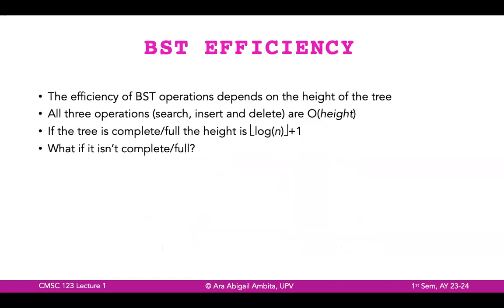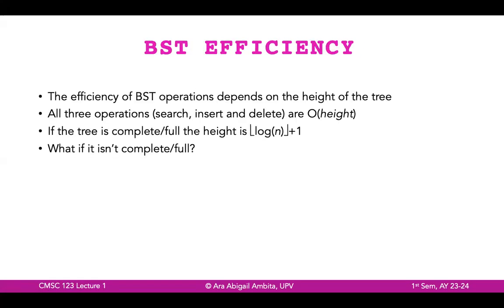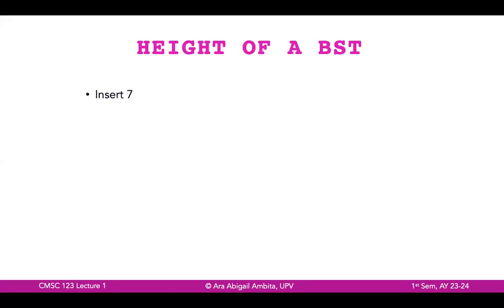Okay. So the efficiency of a binary search tree operation depends on the height of the tree. All three operations, search, insert, and delete, are O of height. And if the tree is complete or full, then it would be the floor of log of n plus 1. Okay. So what happens if it's not complete or full? Let us see in the next video, where we are going to discuss that.